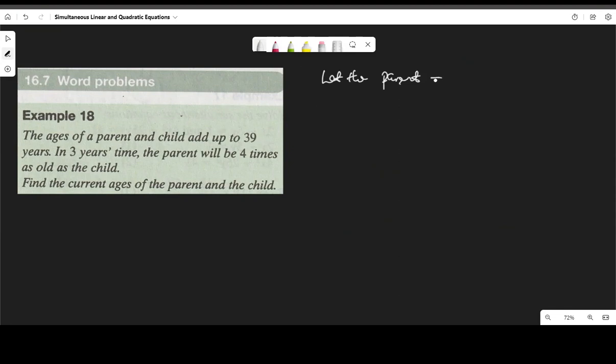Let the parent age be X, and let the child age be Y. The question says the ages of a parent and a child add up to 39. X plus Y equal to 39. Let's call that equation 1.